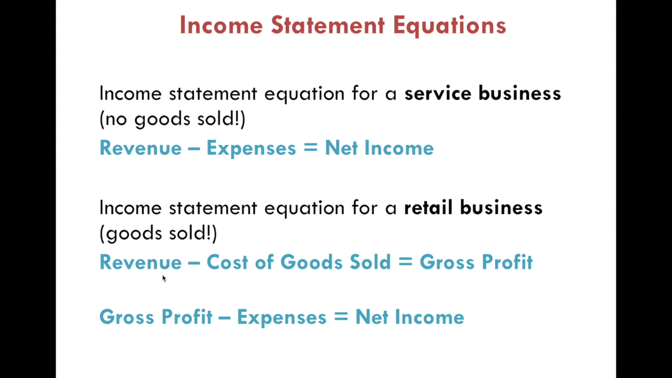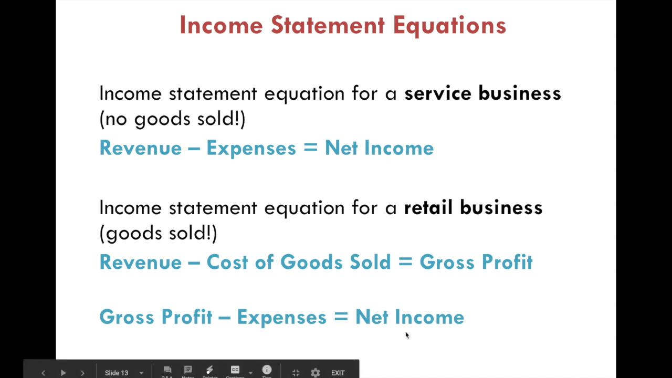So our revenue is $120. The cost of the shoe is $60. So $120 minus $60 equals our gross profit, which is $60. 120 minus 60 is equal to 60.